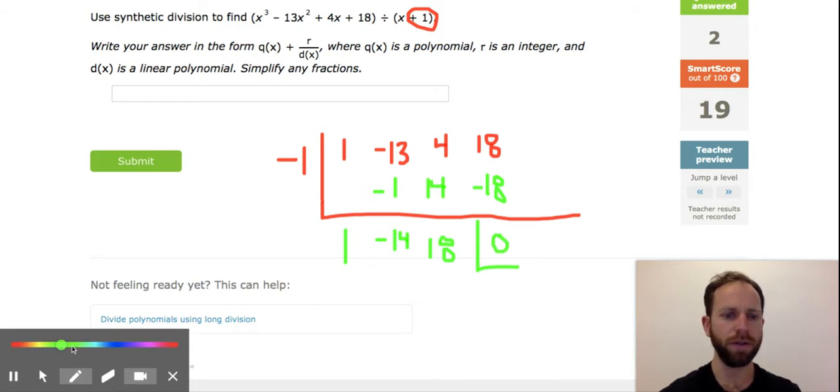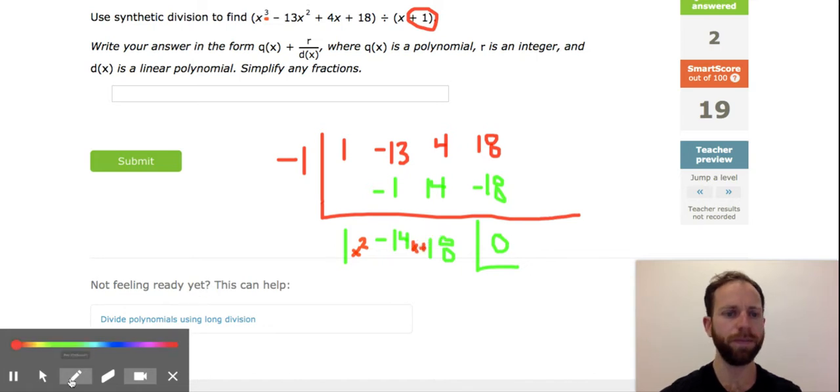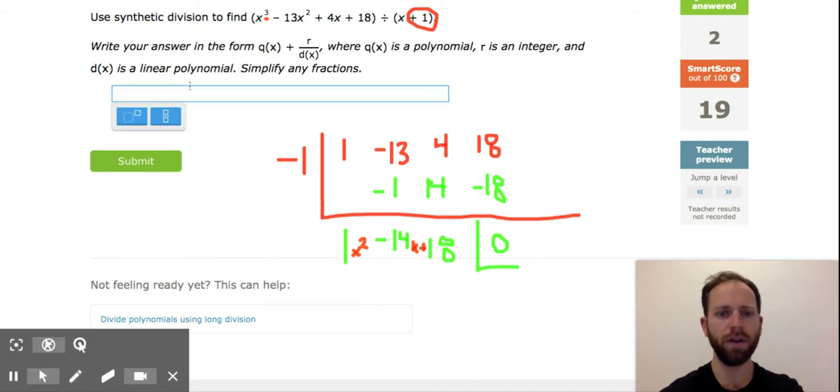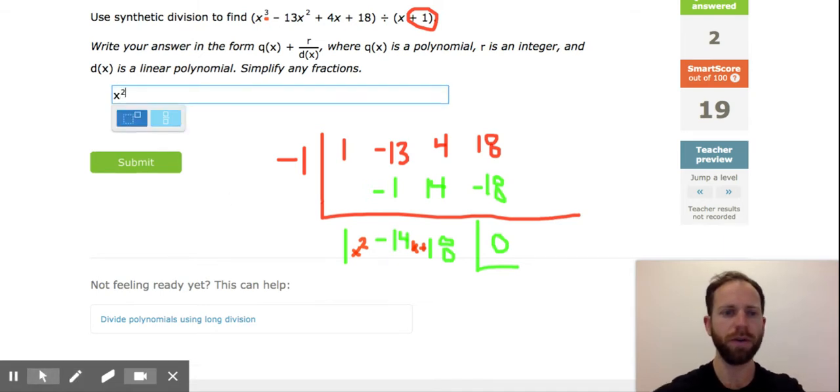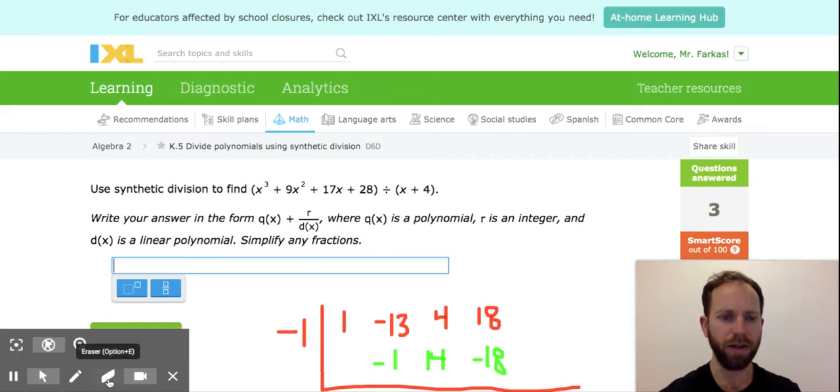All right, so let's go ahead and make sure that we know what each of these terms is. Since we started off with x to the 3rd power, this is going to be 1x squared plus minus 14x plus 18. And there's a remainder of 0. Let's go ahead and write that in here. 1x squared is just x squared minus 14x plus 18. And a remainder of 0 means we don't have to put anything there. Nice. All right, let's jump ahead a little bit.